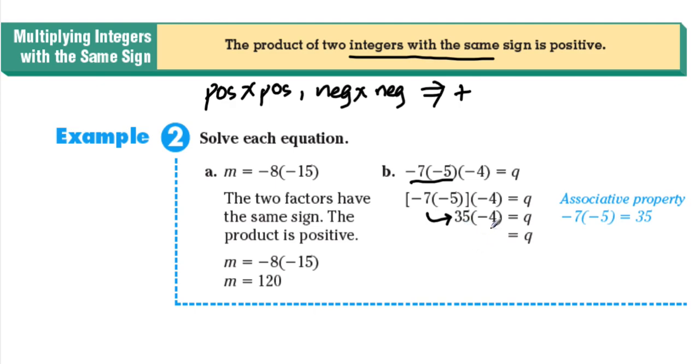We now have a positive times a negative. Okay? And we know that a positive times a negative will result in a negative sign from our first rule. So the answer would be negative 140. Okay?